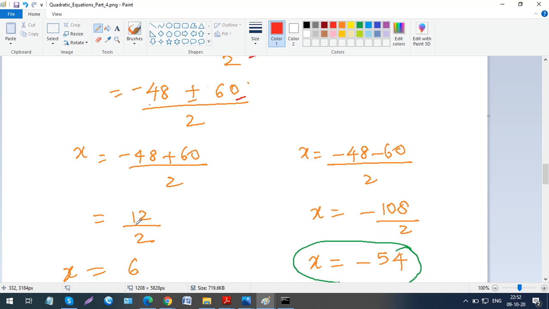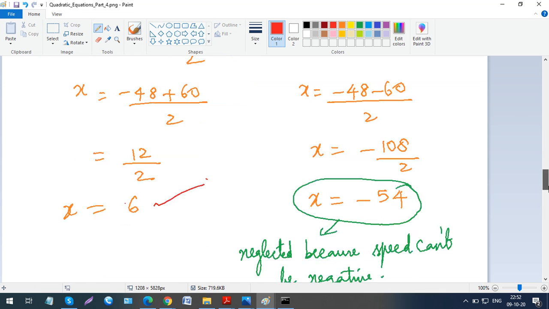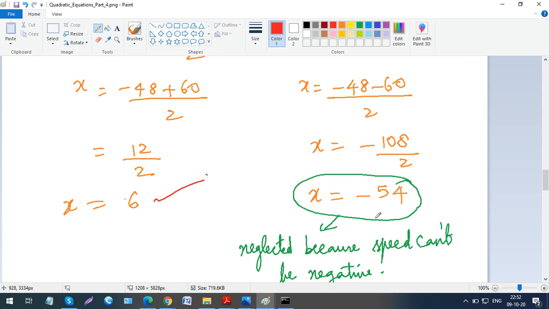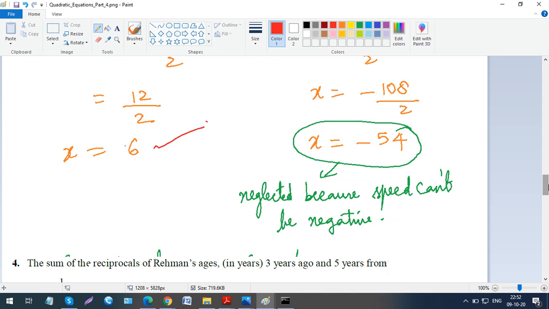When you do this, you get 12 by 2, so that is 6. This is one answer you are getting. And the other one is minus 108 by 2, which will give you minus 54, and speed can never be negative, right? If it was just an equation and you're solving it, you would write both of them as the answer. But this is a speed problem, a real life problem, and the speed can never be negative, so we will neglect this.